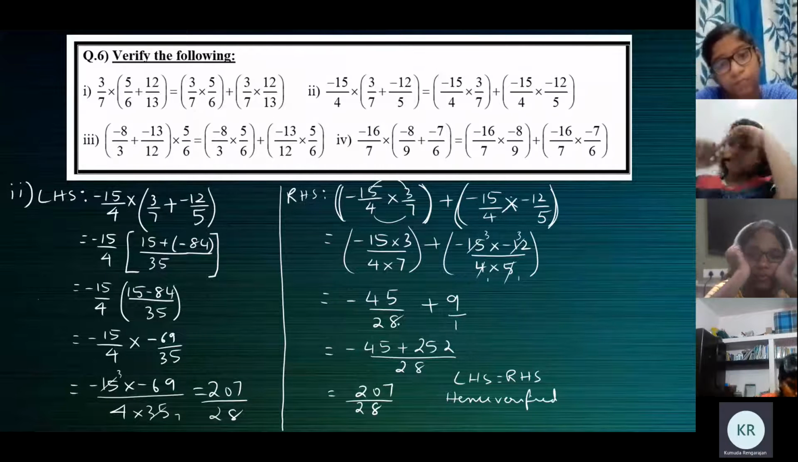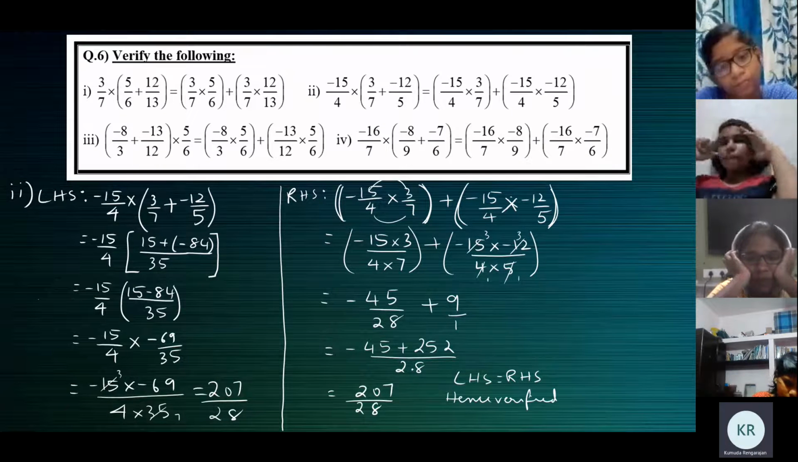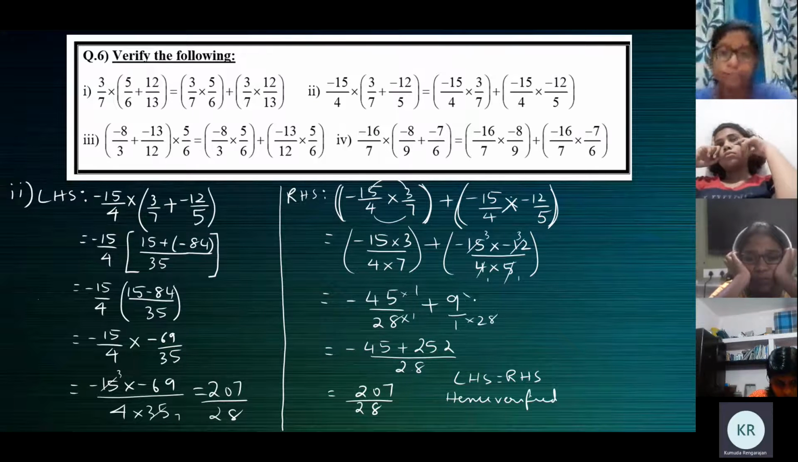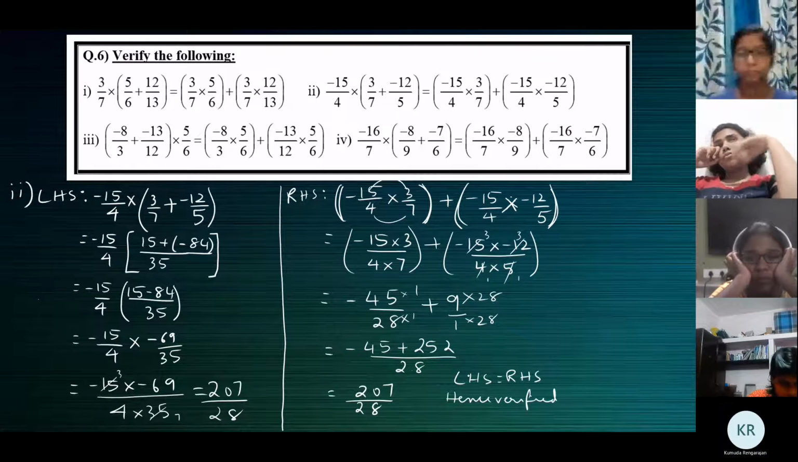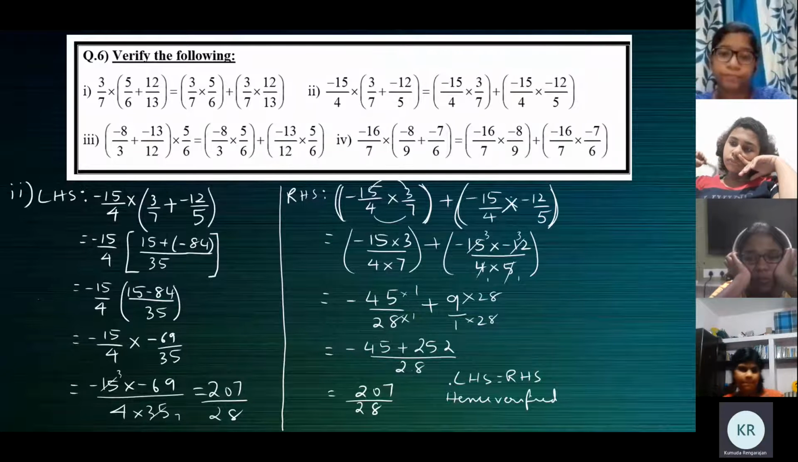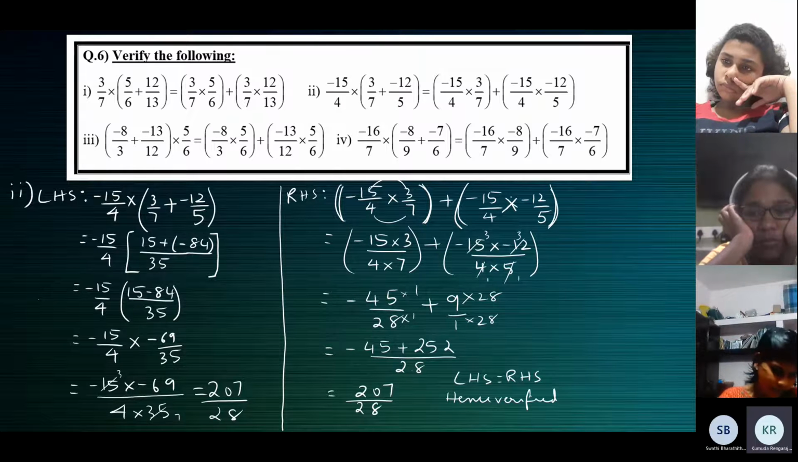Now the LCM of 1 and 28 is 28. So we need to multiply this by 1 and this one by 28. And then minus 45 plus 252 is plus 207. Different signs: subtract and put the sign of the greater number.